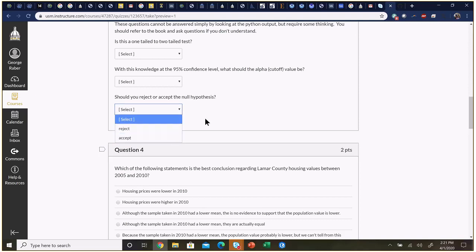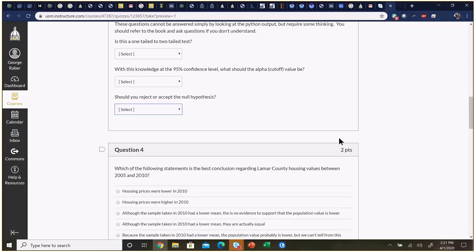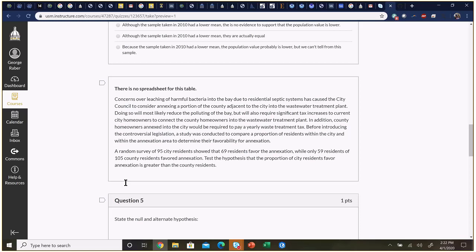That's where you can specify whether you should reject or accept the null hypothesis based on this p-value. All right, and then finally, you need to evaluate which of those statements is the best conclusion regarding Lamar County housing values between 2005 and 2010. So which of these is the right answer? Think about that and answer the question.